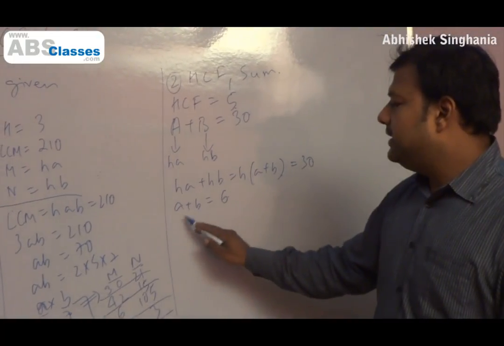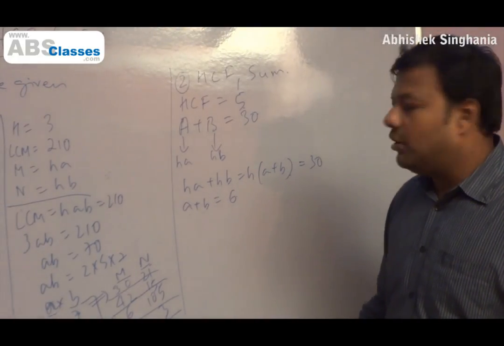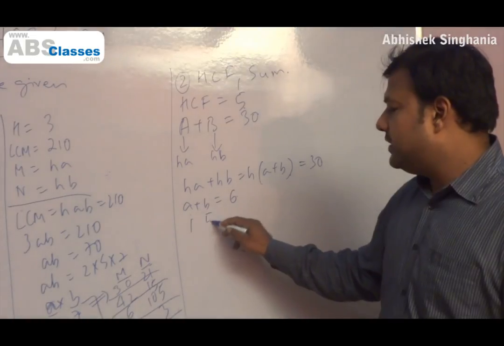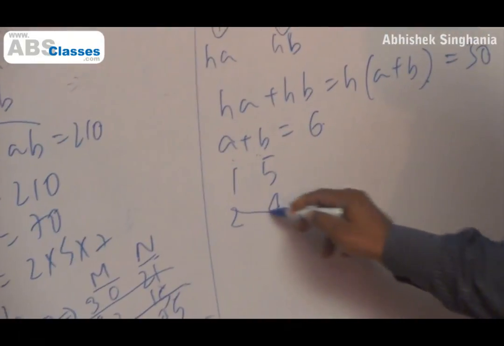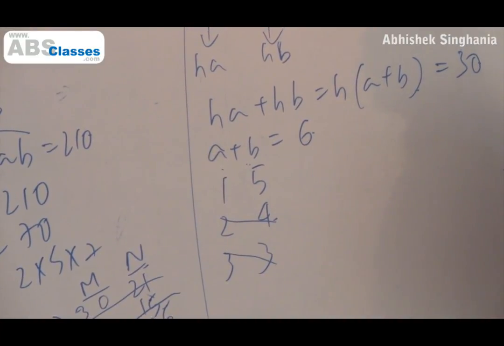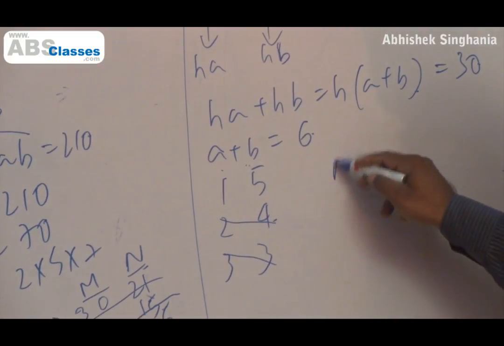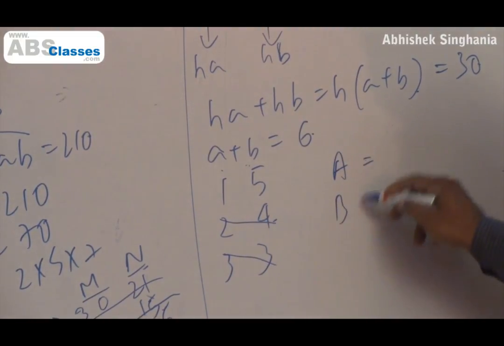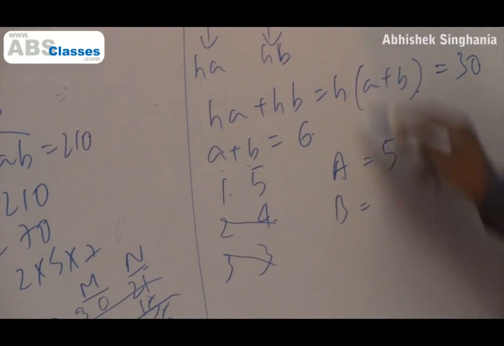Now remember, A and B are co-prime to each other. Their sum is 6 and we are looking for two numbers which have no common factor. So we can write it as 1 and 5. We can't write it as 2 and 4 because they are not co-prime to each other, and definitely not as 3 and 3 because they are not co-prime either. So only one case emerges: A is 1, B is 5. Which means our numbers will be 1 into HCF, 5, and 5 into HCF, 25.